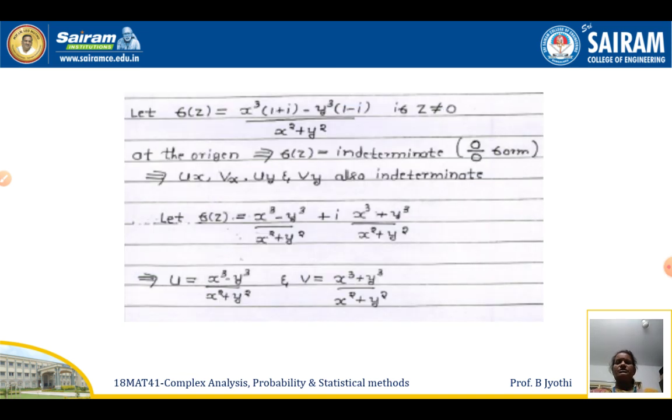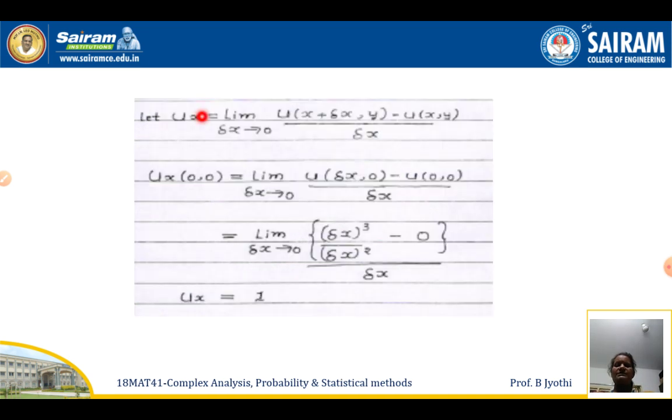Let f(z) = (x³(1+i) − y³(1−i)) / (x² + y²) if z ≠ 0. At the origin, f(z) is indeterminate, that is 0/0 form, which implies ux, vx, uy, vy are also indeterminate. Let f(z) = (x³ − y³)/(x² + y²) + i (x³ + y³)/(x² + y²), where u is the real part and v is the imaginary part.